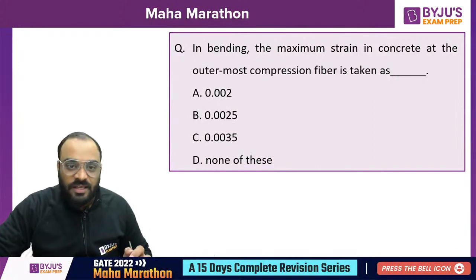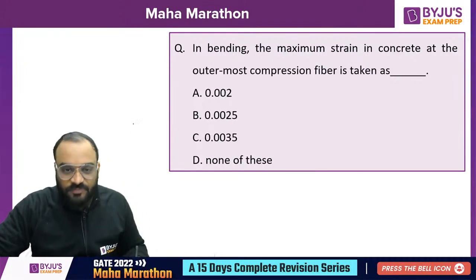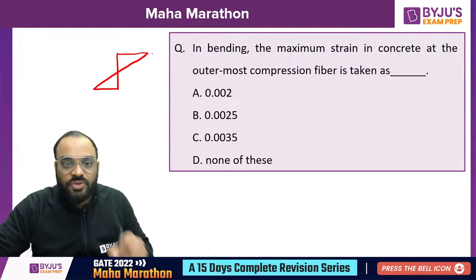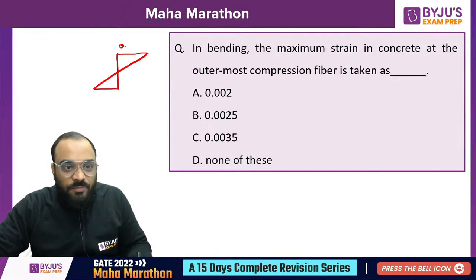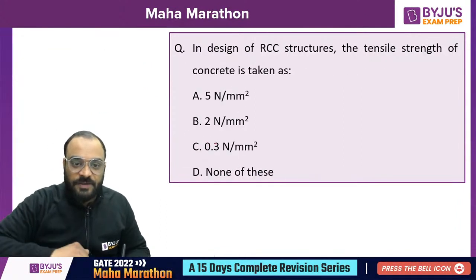Next question. In bending, the maximum strain in the concrete at the outermost compression fiber is taken as how much? All these questions are 1 mark problems, which are IS 456 codal provision problems. Maximum strain at the outermost fiber. Yes, it should be 0.0035. And at this level, we have Fy divided by 1.15 ES plus 0.002, right? This is for concrete, this is for steel. That's why C is the correct answer. Next question.